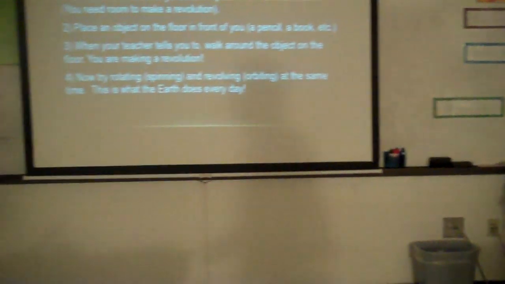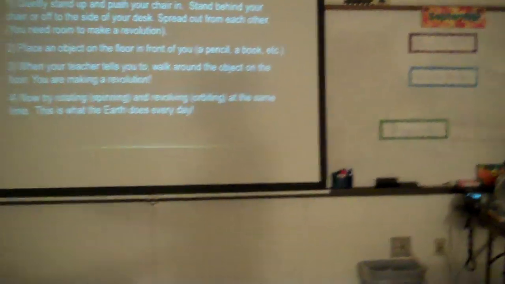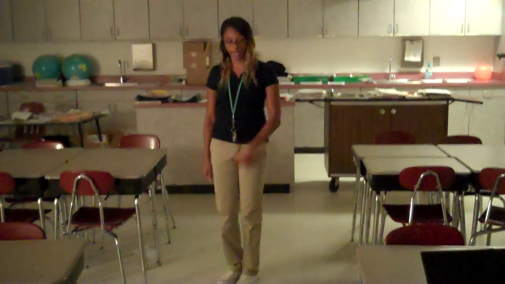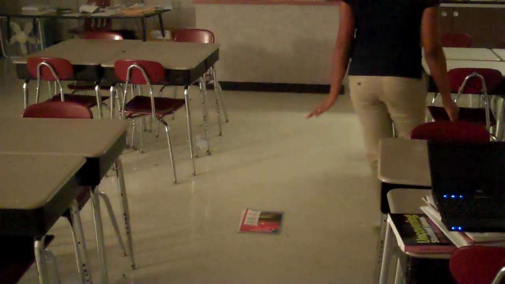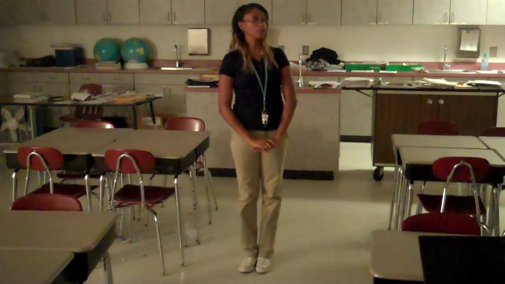Alright, we're going to walk around the object. We're going to basically do the same motion as the Earth does around the sun, the same thing as the moon does around the Earth. Watch me. So this is my object. I'm going to place it right in front of me. Okay? So instead of rotating, spinning in one place, I'm going to revolve around this object. I just made one revolution.